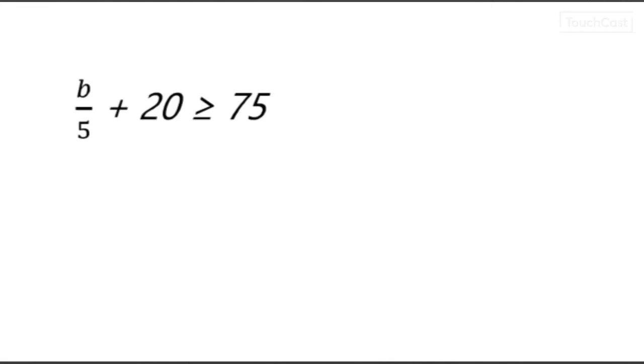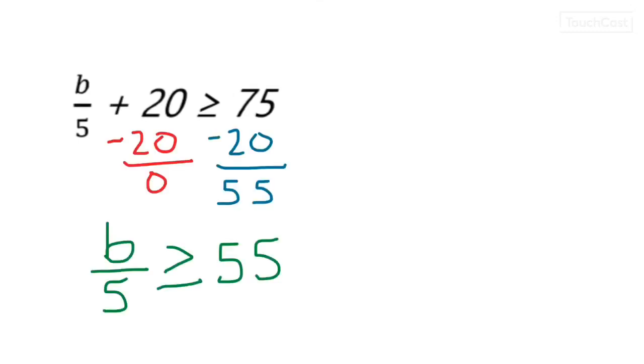Our fourth practice problem, I'm going to throw in a little fraction here. So we have b over 5 plus 20 is greater than or equal to 75. Go ahead and cancel out or zero out your constants and rewrite your new equation before continuing on with the video. Your new equation should read b over 5 is greater than or equal to 55.